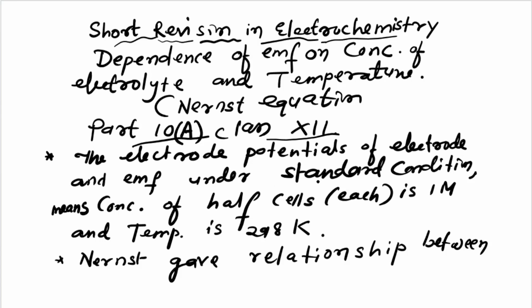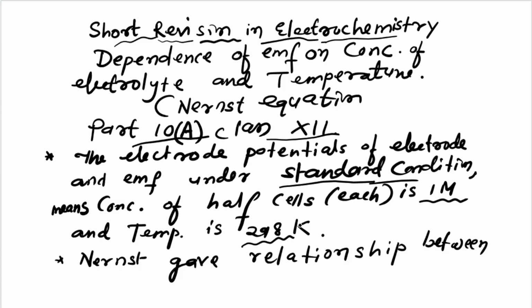Standard condition means it should be related with the standard electrode potential, and the standard electrode potential of the cell also. So here the concentration of the half cell: in an electrochemical cell there are two half cells, one known as the cathode and the other the anode respectively, and here the concentration should be 1 M and temperature should be 298 Kelvin.